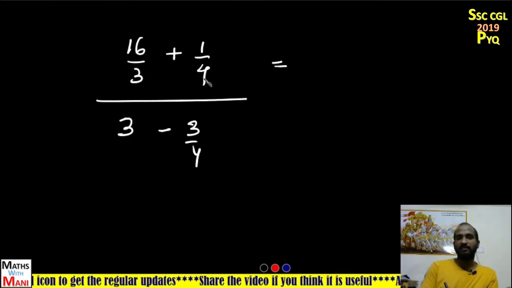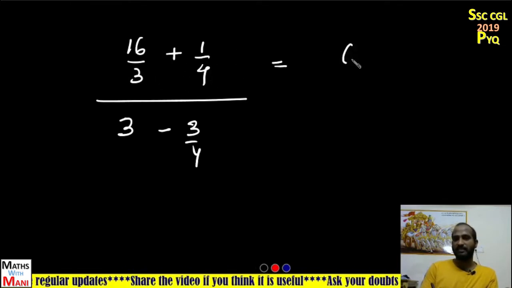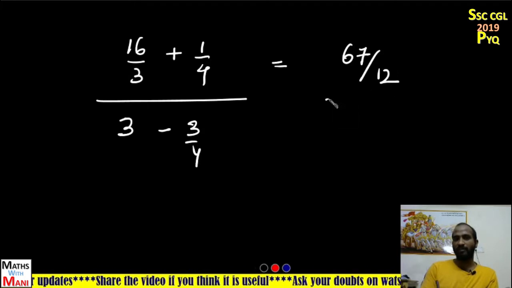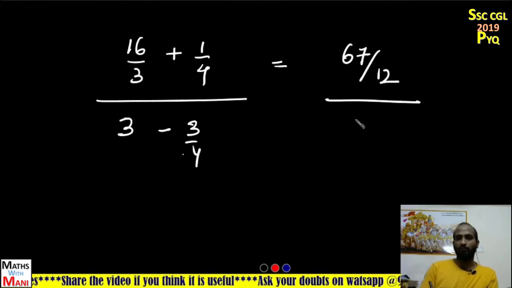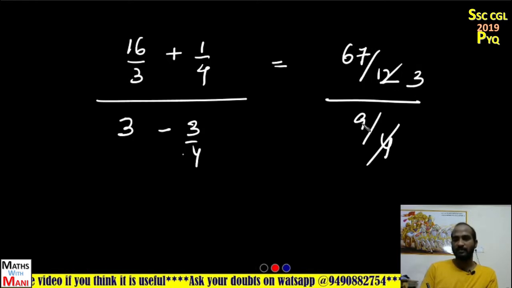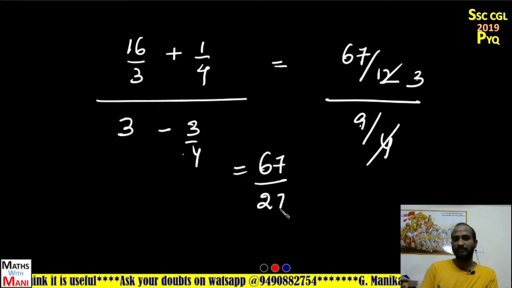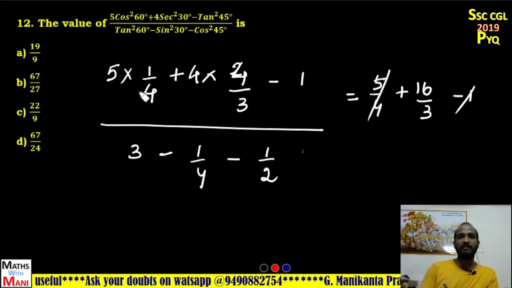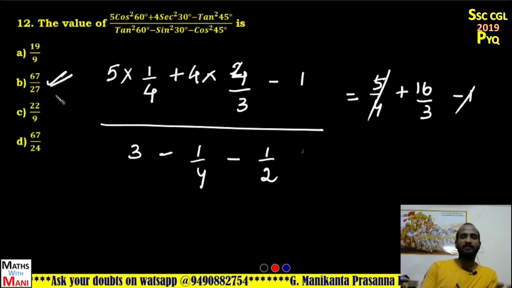Now take LCM. 3 into 4, 12, 16, 4, 64 plus 3, 67 by 12. By 3 into 4, 12, minus 3, 9 by 4. So 4 ones are 4, 4 threes are 12, 9 into 3, 27. So 67 by 27. So what is the correct answer? 67 by 27. That is the second option, the correct answer.